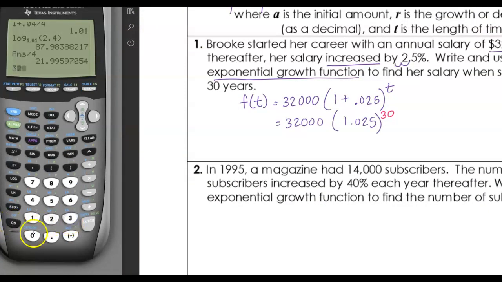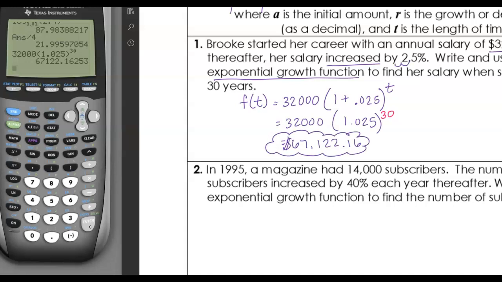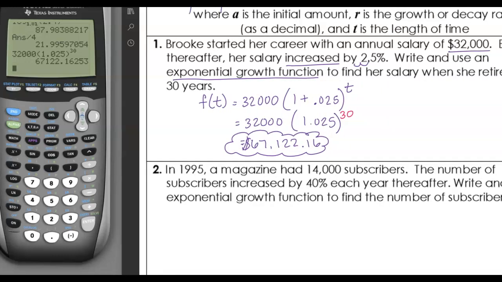So I have 32,000 times 1.025 raised to the power of 30. And you get 67,122.16. That's what she'll retire at, which is not too bad. It's actually a decent amount. All right, any questions on this first one?